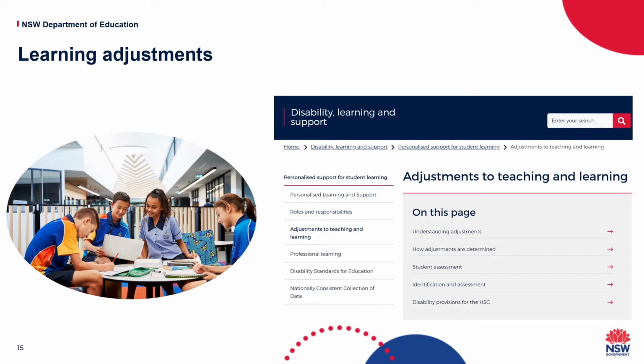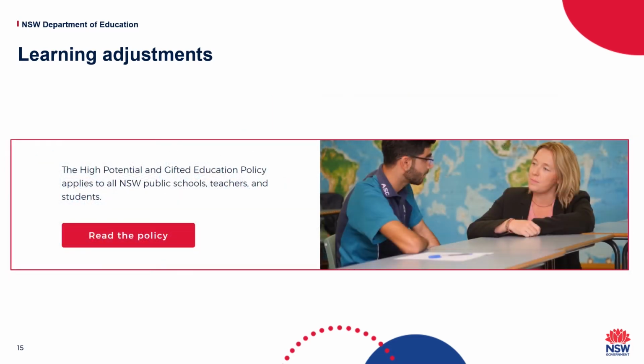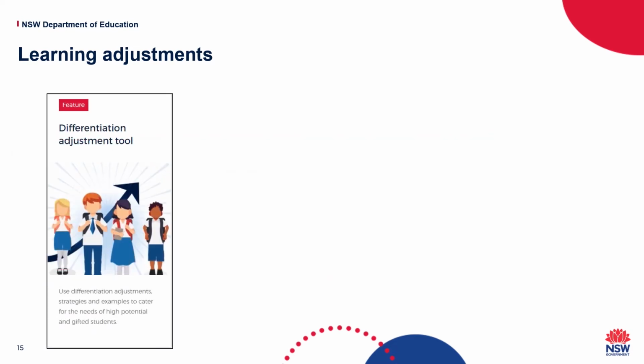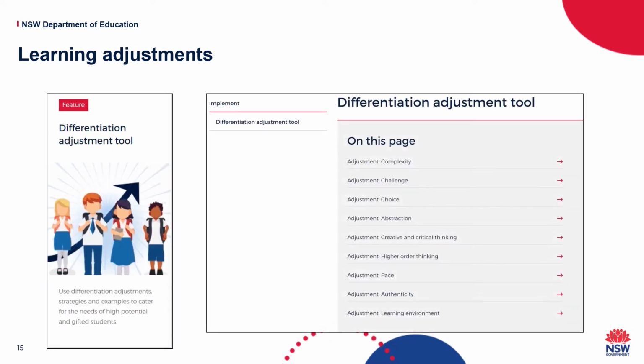Assessing and identifying high potential and gifted learners will help teachers decide which students may benefit from extension and additional challenge. Effective strategies for high potential and gifted learners help teachers to identify and target areas for growth and improvement. A differentiation adjustment tool can be found on the High Potential and Gifted Education website.